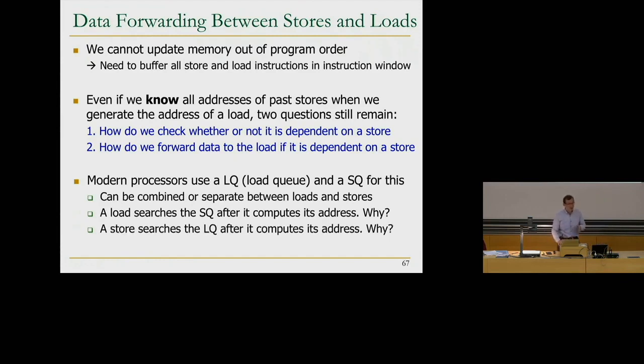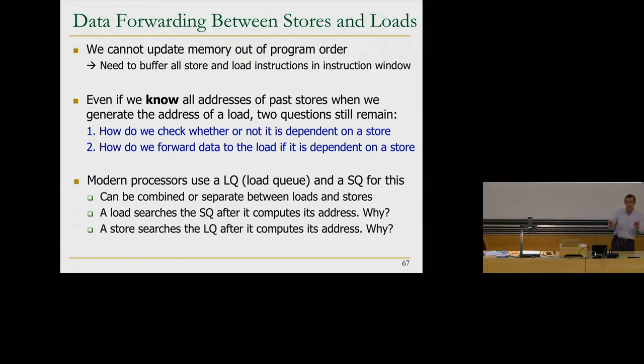And a store, when it finishes execution, when it computes its address, it searches the load queue to see if there is a load that's dependent on it. The second one is needed if you're doing prediction, so that you can check your prediction, right? If you predicted this load is independent and you've executed it, but then the store address became available, the store needs to check if any of the loads got the wrong value because they were predicted to be independent of the store. So I'm not going to talk about the second case, but it's also needed if you're doing intelligent prediction. But the first case is needed even if you're not doing prediction.